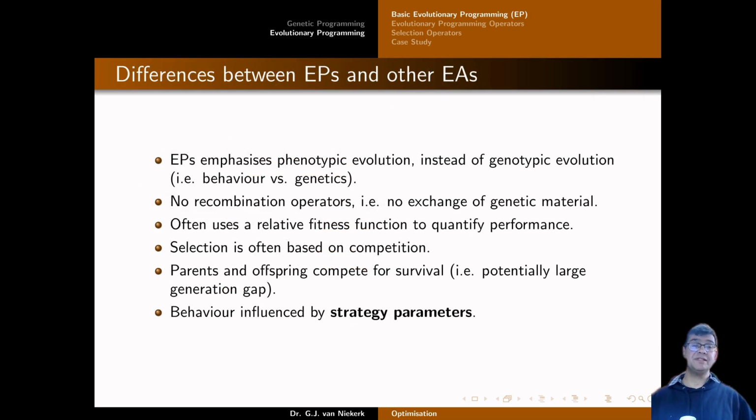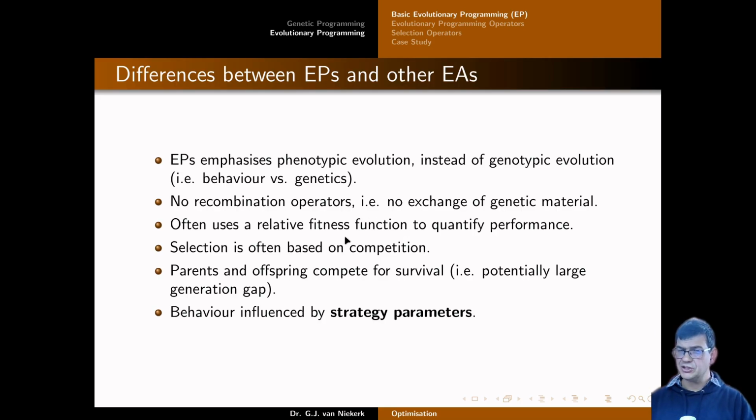Okay, so given what we've seen now from EPs, how does this differ from other EAs? First of all, the most critical difference is that EPs emphasizes phenotypic evolution instead of genotypic evolution. With genotypic, you modify the chromosome that maps to some kind of solution. With EPs, you modify that model directly. So the finite state machine is directly modified through a process of mutation. There are no recombination operators; there's just mutation taking place.